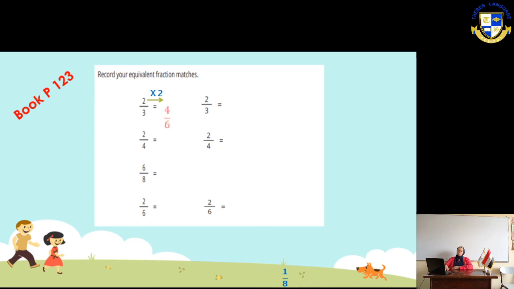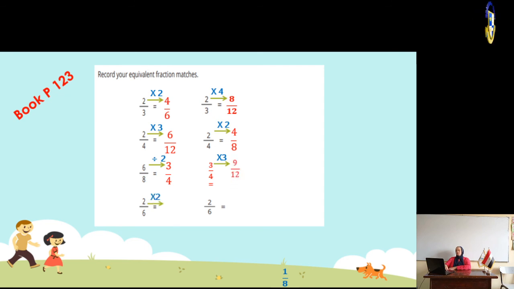6/8 equals 3/4 because we make divided by 2 up, divided by 2 down. Then we make 3/4 times 3 up became 9, times 3 down became 12. Okay. In the next one, 2/6, we make 2 times 2 up equals 4, times 2 down equals 12. 2/6 equals 1/3 by division, so we made divided by 2 up and down, so it will be 1/3.